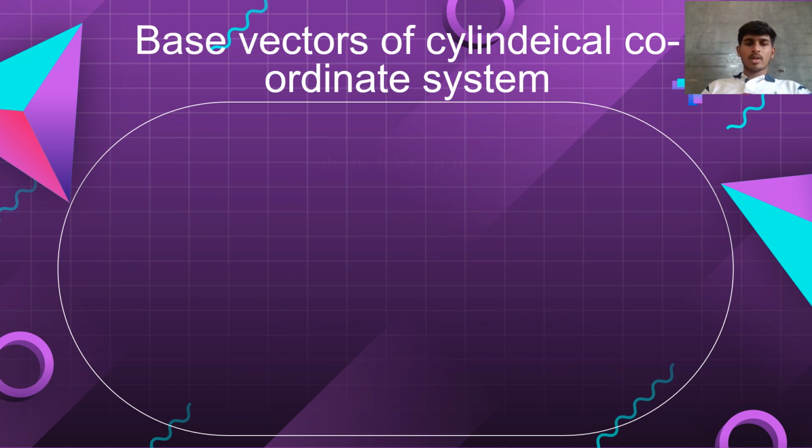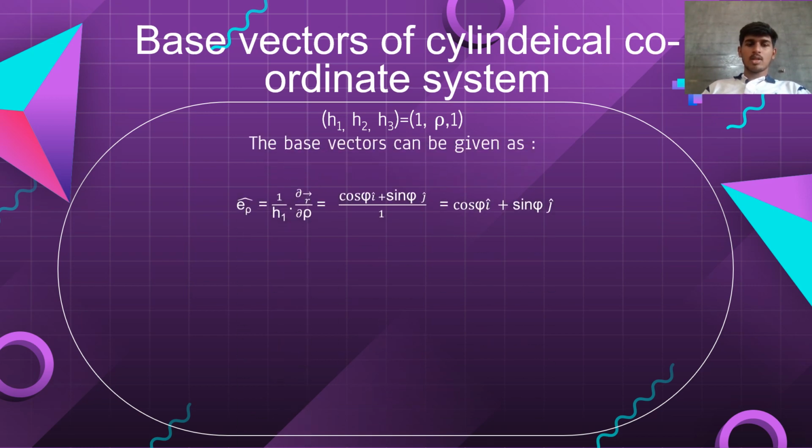So for the base vector, h1, h2 and h3 are found from the previous slide. So base vector can be given as e rho cap is equal to 1 by h1 into dou r by dou rho, which is cos phi i cap plus sin phi j cap divided by 1, since the value of h1 is 1. So the value of e rho is cos phi i cap plus sin phi j cap.